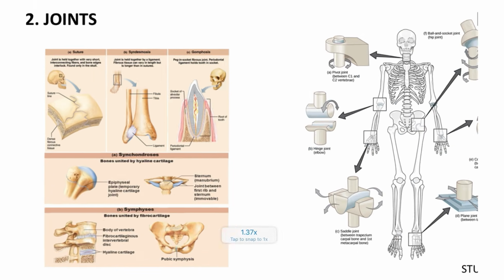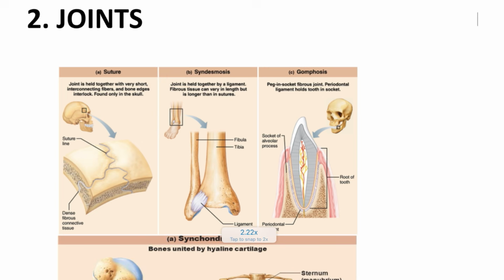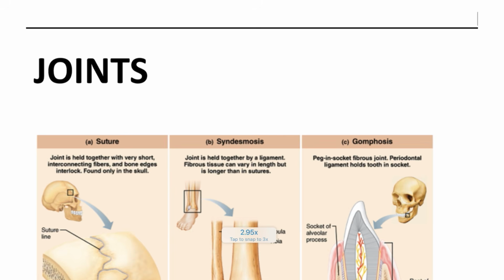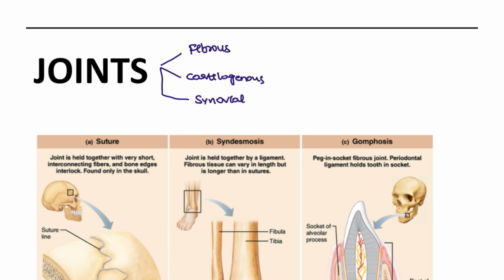Next, coming to the joints. Joints, a very easy question we can expect, right? Joints are divided into three types. One is the fibrous type, which is immovable; it is not going to move. Cartilaginous joints are slightly movable. And the last one, the synovial joints, are more flexible and movable. So this is immovable, this is slightly movable, and this is freely movable.